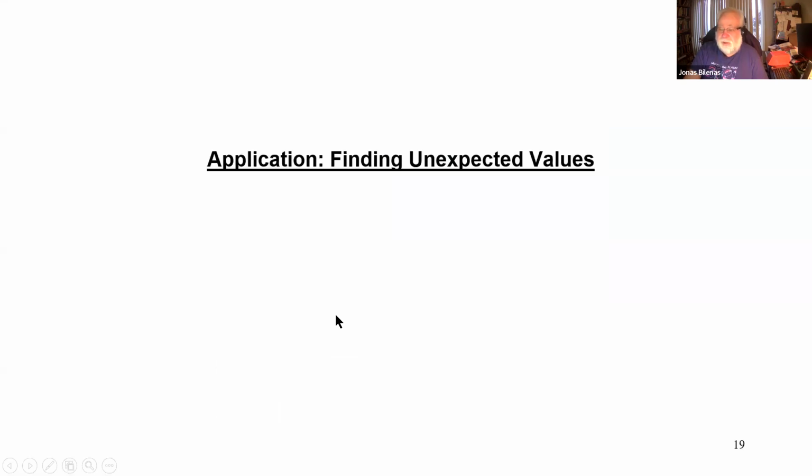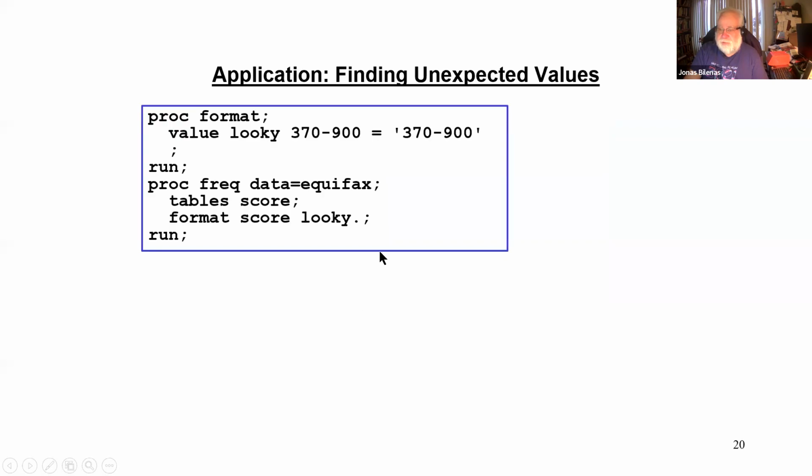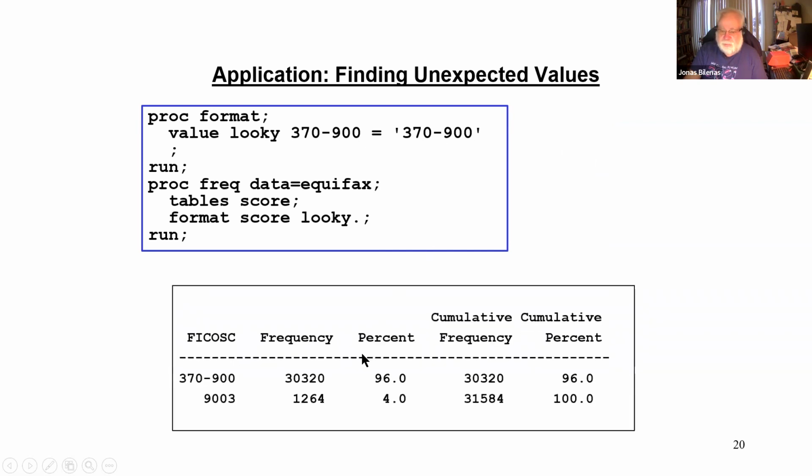Okay, let's look at finding unexpected values. Let's say we want to see what's outside this range. You could do it like this, where you have a single format for 370 to 900, and it will be applied. If there is no range specified, it will dump out the actual value if there's enough room within this particular space. So we see we have 9,003.